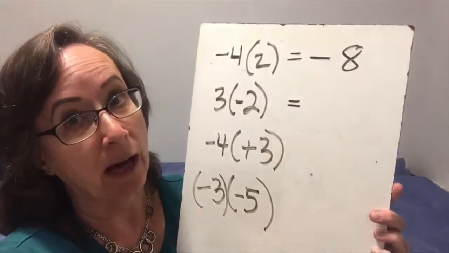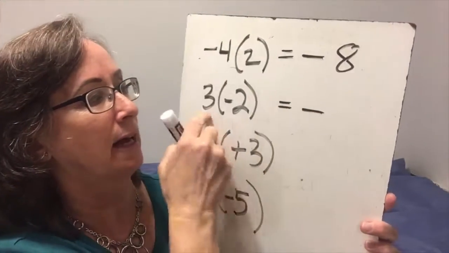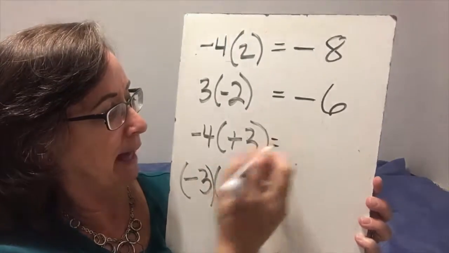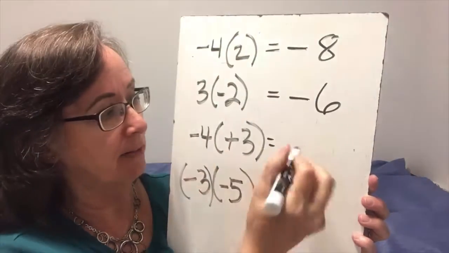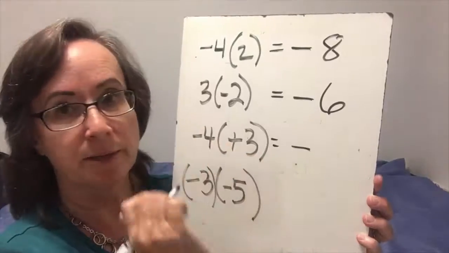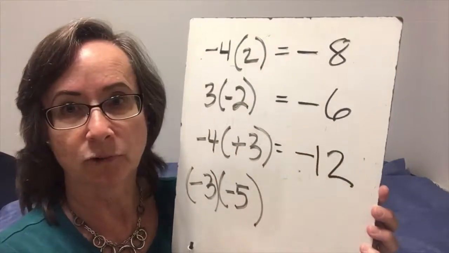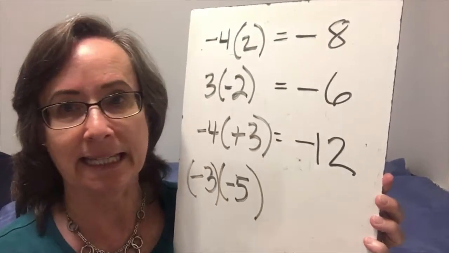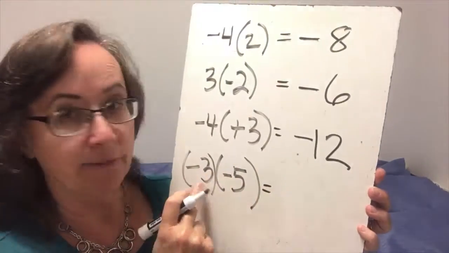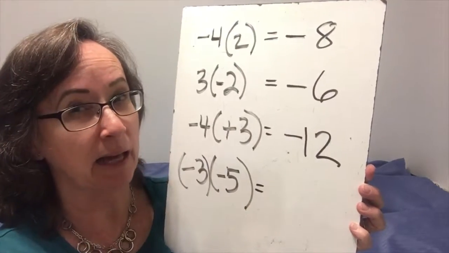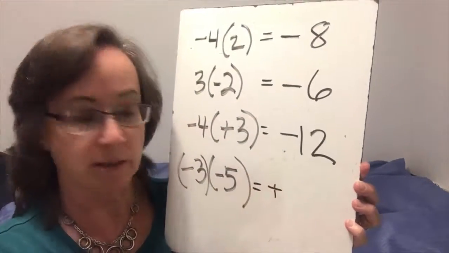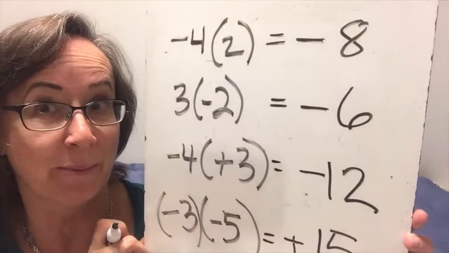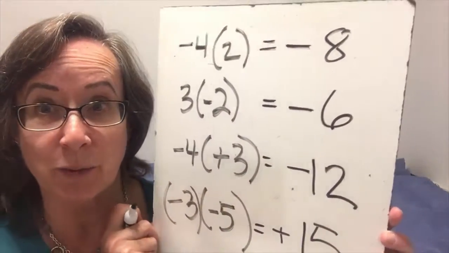Positive times negative, opposite signs. Negative is the sign. 3 times 2 is 6. Easy. Okay, negative times positive is a negative sign. 4 times 3 is 12. Okay, so we can pretty much do the sign and then do the number. Easy, easy, easy. Okay, negative 3 times the negative 5, same sign. They're both negative, positive result. 3 times 5 is 15. We got 4 more, but that's it. That's all there is to it.